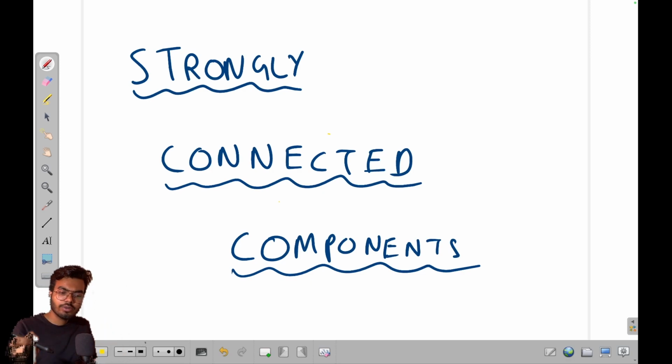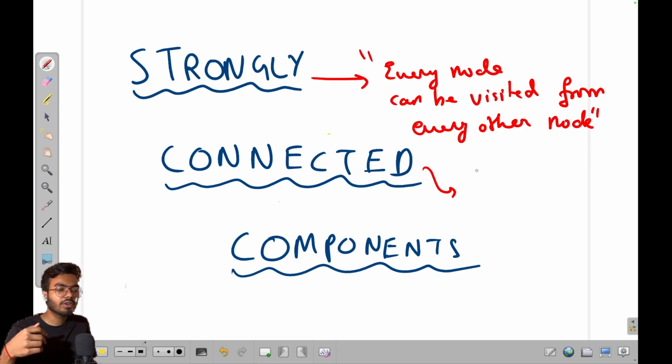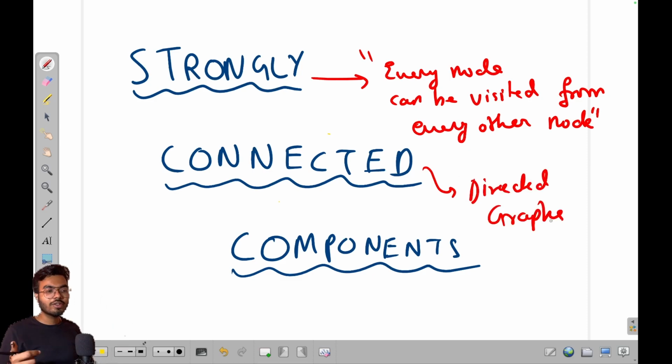Now, first of all, I want to give you some definitions so you can understand what strongly connected components actually are. And there is a tagline for this. Whenever you see a line like "every node can be visited from every other node," that means it is talking about strongly connected components, and this is only asked for directed graphs. No one talks about strongly connected components in undirected graphs. So now that you know this, let's move on to some definitions.